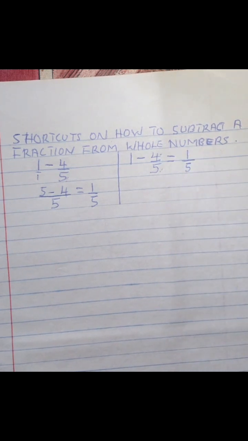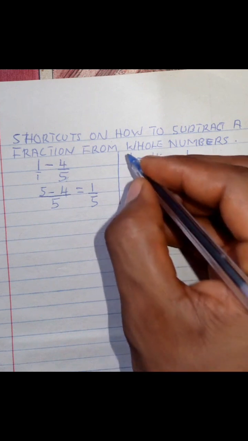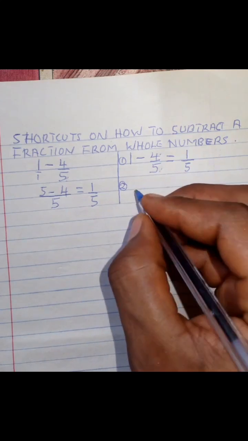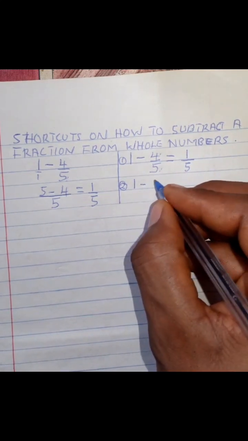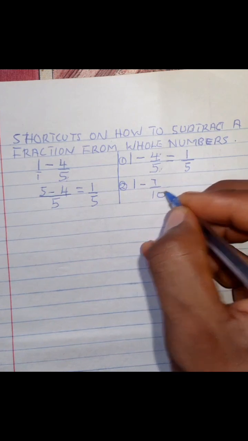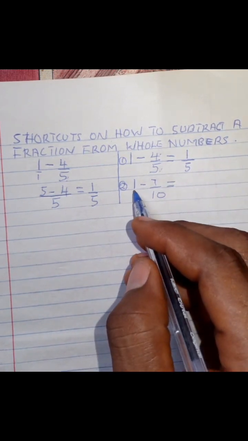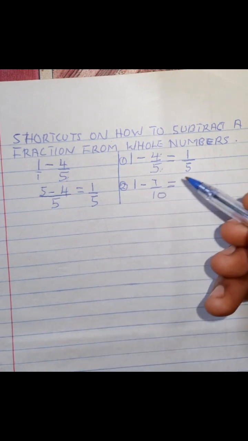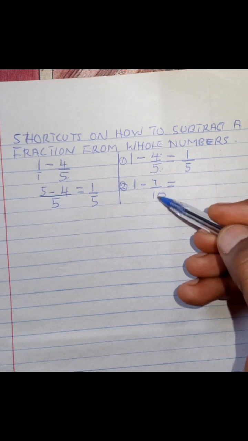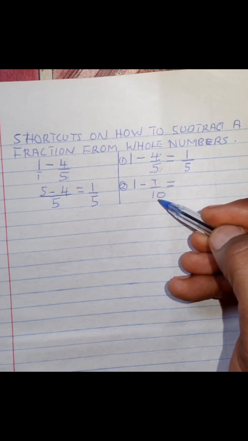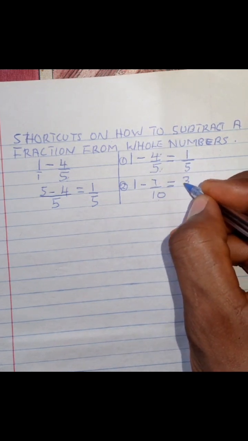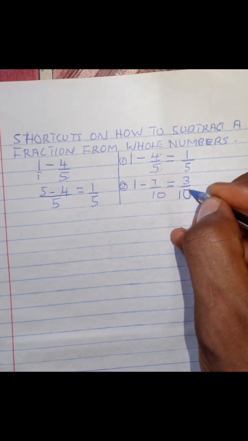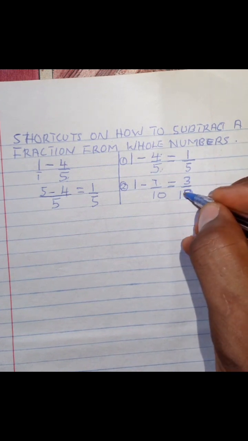Now, let's look at another example. So that was example 1, let's look at example 2. Assuming I have 1 minus 7 out of 10. So far as it is 1 that I am subtracting the fraction from, I will just ask myself, what number will I add to the numerator, which is 7, to make it the denominator, which is 10? And that is 3 out of 10. That's my answer.